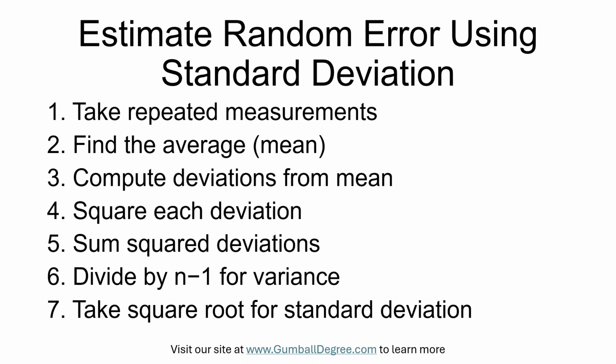This standard deviation estimates the random error because it reflects the typical size of fluctuations caused by unpredictable factors. If you want the uncertainty in the average value itself, divide the standard deviation by the square root of how many measurements you made to get the standard error.